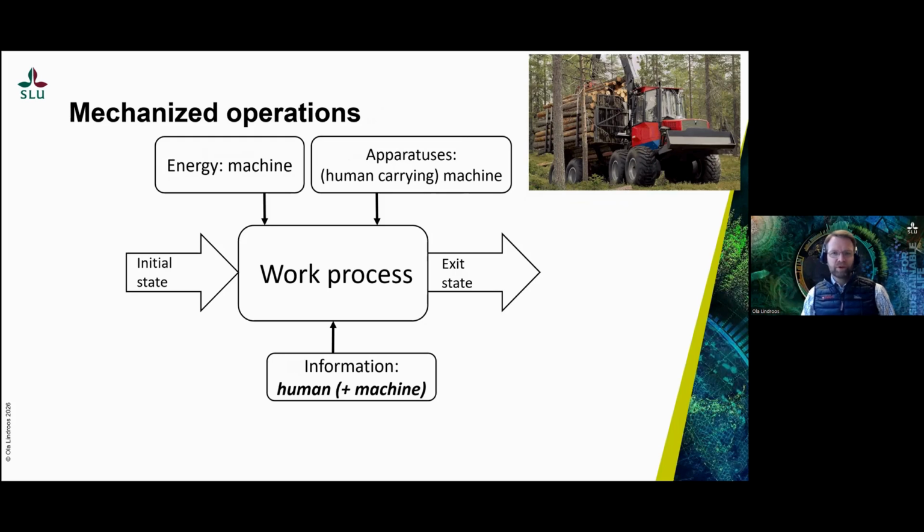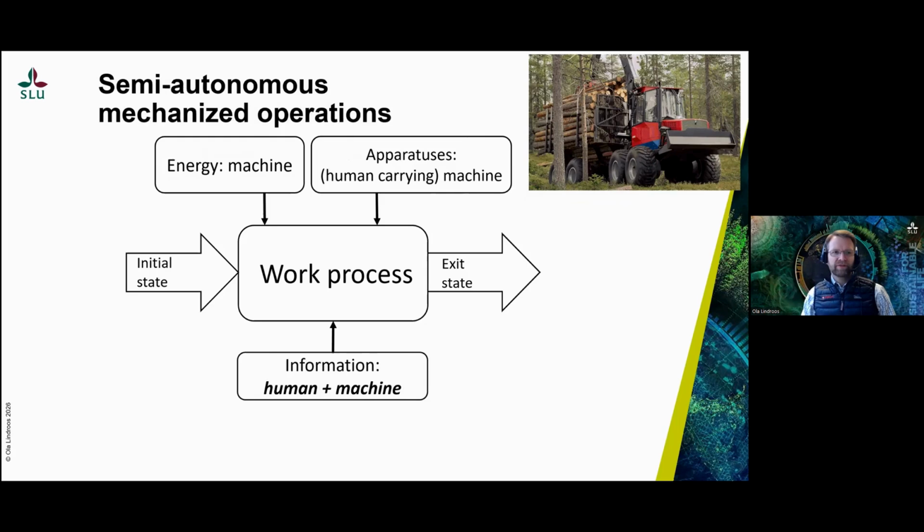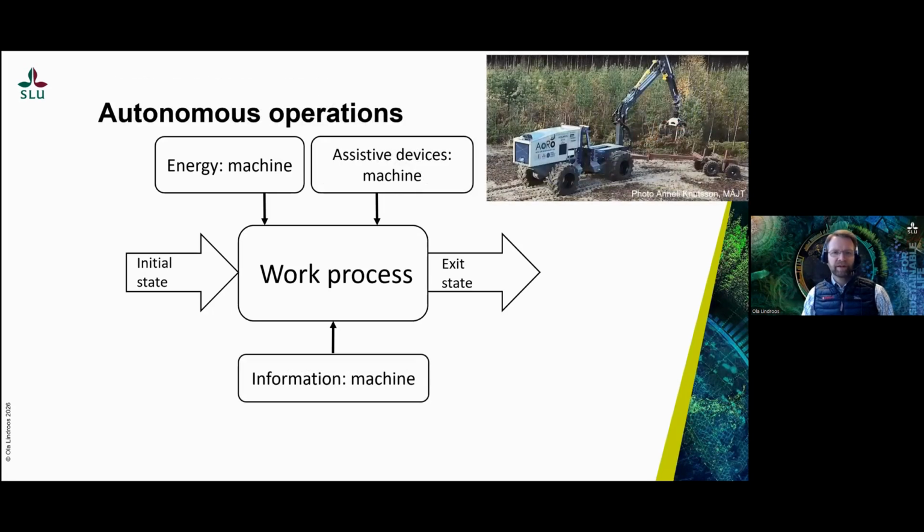And what is emerging more and more are the 2 last steps, and that is semi-autonomous mechanized operations, when the information is more and more provided by the machine. The machine can do certain things by itself, and the human is complementing with some of the information provision. And then the last part, that is kind of the holy grail that is emerging more and more, the robotics and such things, when you have fully autonomous operations, when the machine is providing all of the things needed to do the actual work process.